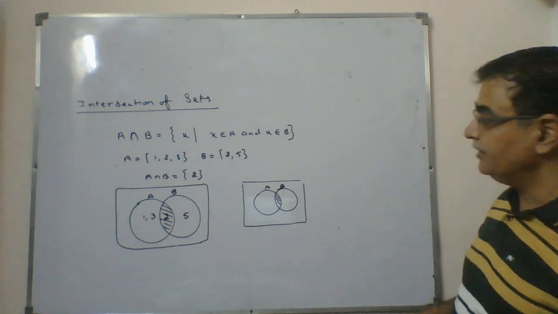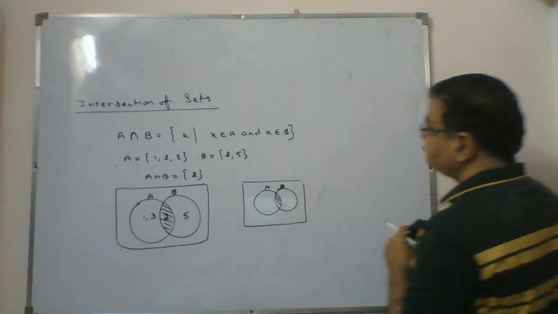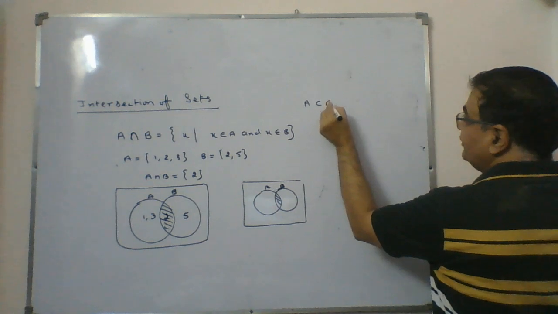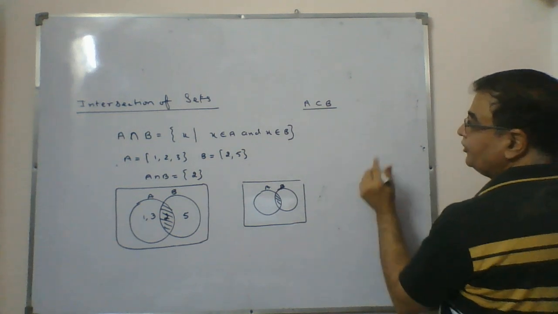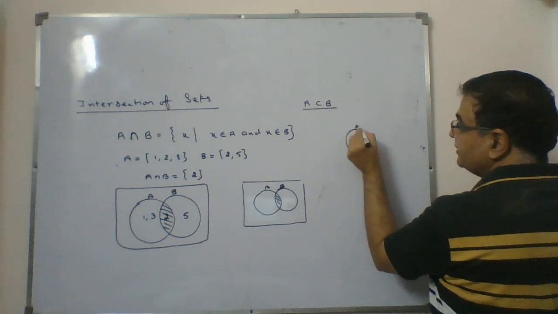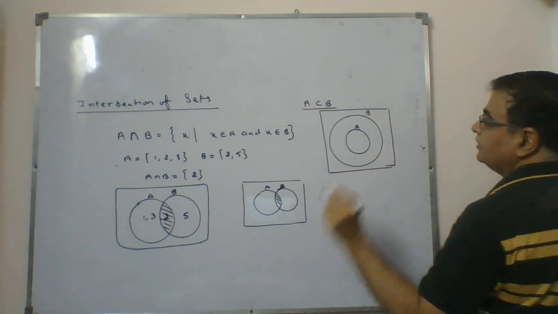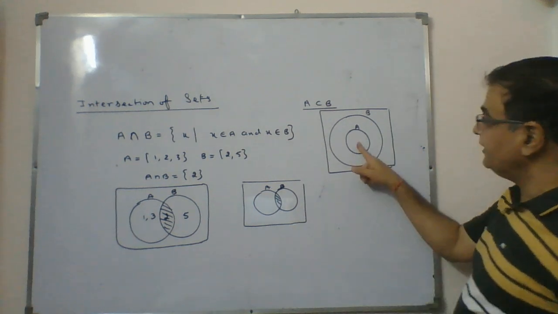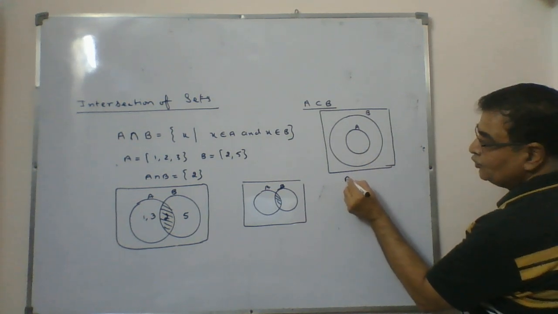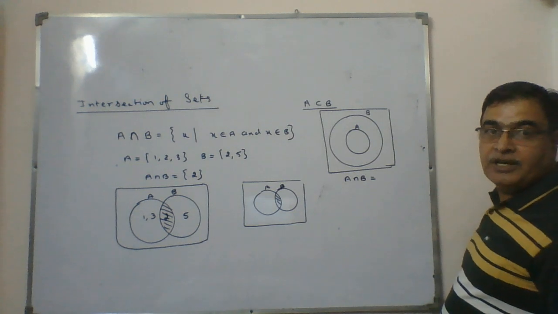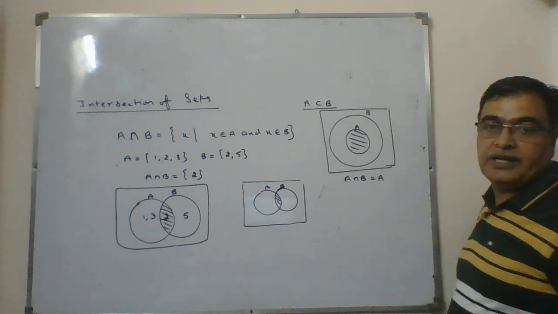Now in this also certain cases arise. What will those cases be? First, if I take A is a subset of B, and I make the Venn diagram, A is a subset of B means A will be the smaller set, B will be the bigger set, and then this will be the universe. So A set is here, B set is here. And if I draw A intersection B, the common among A and B, what is common? Only A. So the answer will be A.